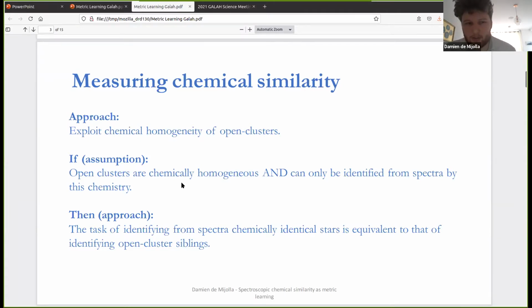What it means when we make these assumptions is that chemically homogeneous stars and open cluster stellar siblings are the same population. And so the task of identifying chemically identical stars from spectra is equivalent to that of identifying open cluster siblings. From a practical perspective, what this means is if we can train a data-driven model that goes from spectra and is able to identify stellar siblings, then we can also use that model to identify chemically similar stars without ever needing to use synthetic spectra.